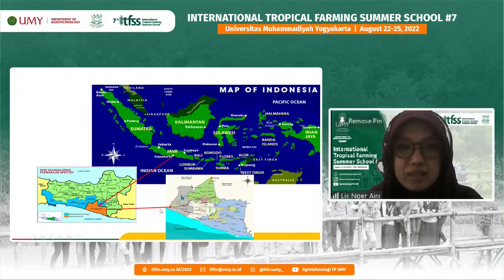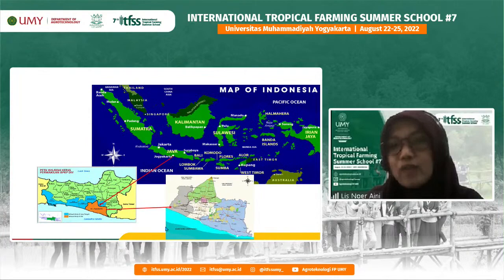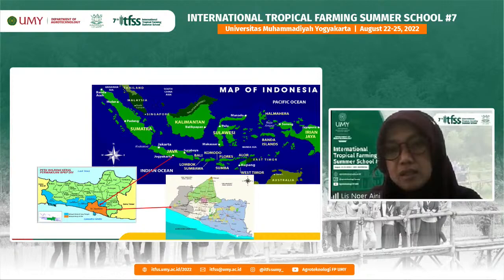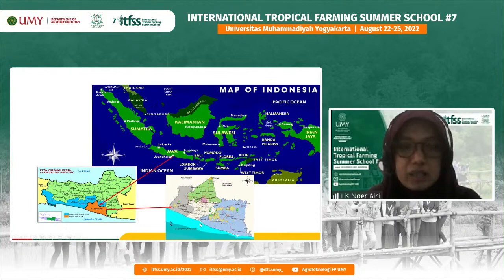In karst area, we have a special pattern in the formation of landscape and land use. On the west, we have Menoreh Mountain. This is a part of karst mountain, like in the east. And the last, on the south side of Yogyakarta, we have a coast with a long coastline of up to 130 kilometers.